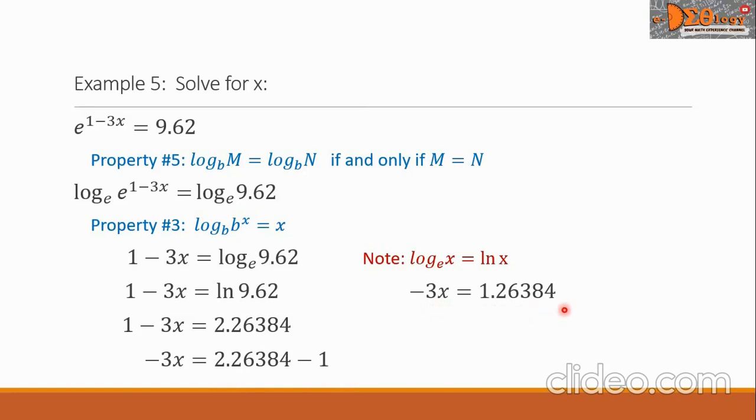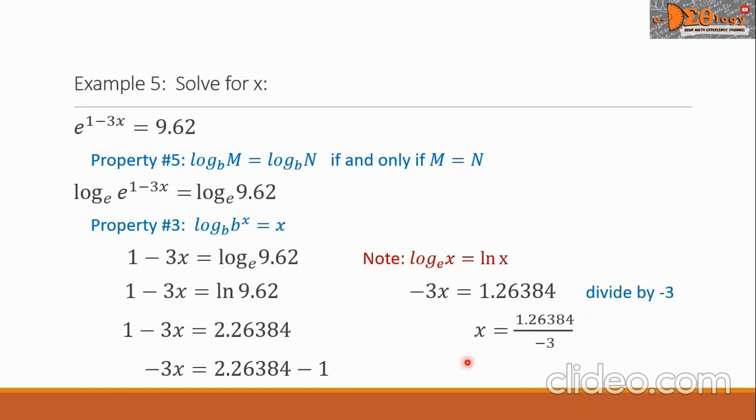So we have negative 3x equals 1.26384. To make the coefficient of x equal to 1, we are going to divide the equation by the coefficient of x, which is negative 3. If we do that, the negative 3 here will cancel out. So we have x equals 1.26384 divided by negative 3. We can now simplify this into negative 0.42128. And this is the value of x that we are looking for. This is our final answer.